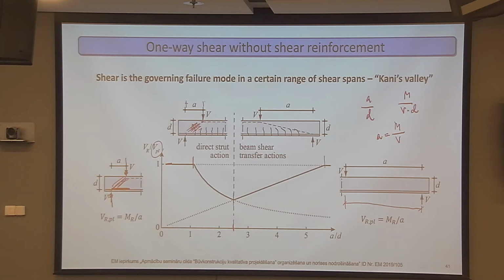Now, if it's more than 2.5, then the failure mode will actually be different. Then a few flexural cracks will form in the tension zone, and somewhere around this part, these cracks will start penetrating into the compression strut, and in the end, one of these cracks will suddenly propagate and cause the failure.